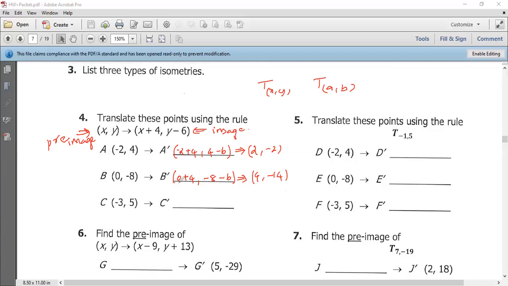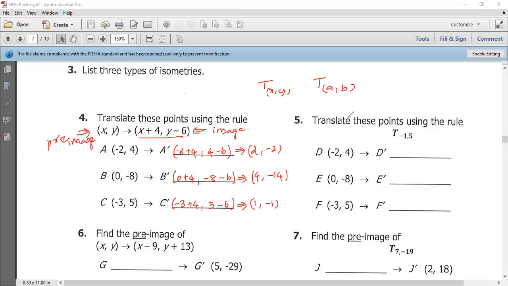The next one, for C dash, is -3 plus 4, comma, 5 minus 6. Simply I'm substituting the x and y values here. Then I will get A dash, B dash, and C dash. So the answer will be (1, -1). So this is the transformation. We have translated the points from the pre-image to the given image.